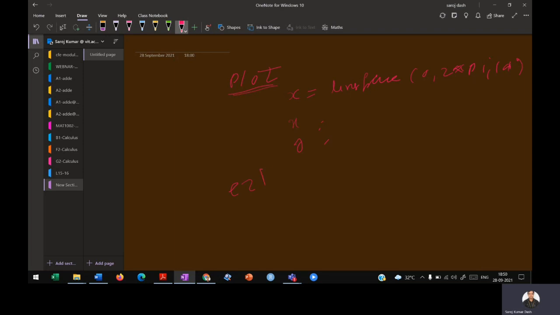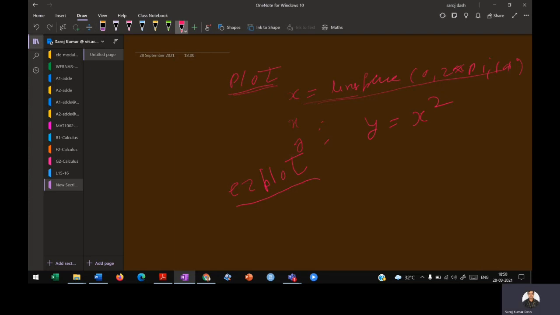What is the difference with ezplot? ezplot means easy plot. It will plot easily. Here you have to define the symbol first, so it will make the plot based on symbols. It will make it easy. Here there is no need to generate a set of points in ezplot. Why? Because suppose you want to plot y is equal to x square.